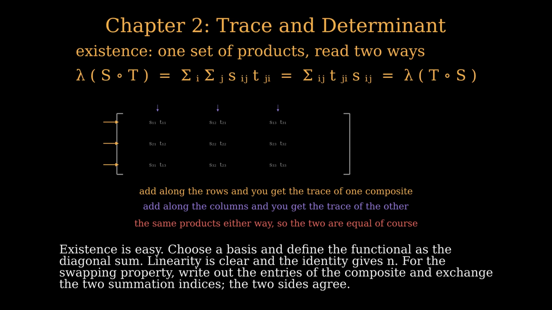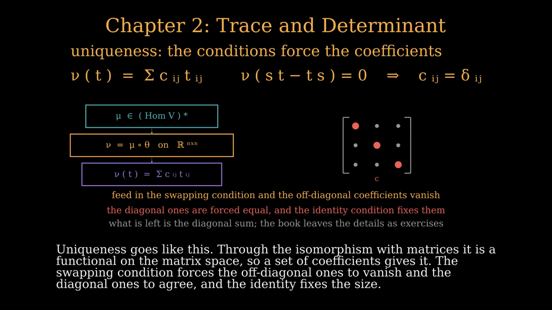Existence is easy. Choose a basis and define the functional as the diagonal sum. Linearity is clear, and the identity gives n. For the swapping property, write out the entries of the composite and exchange the two summation indices. The two sides agree.